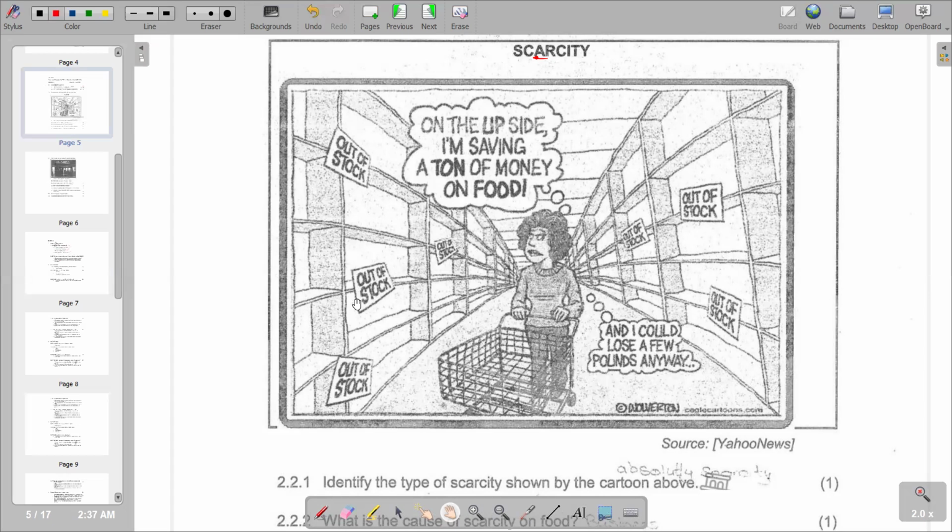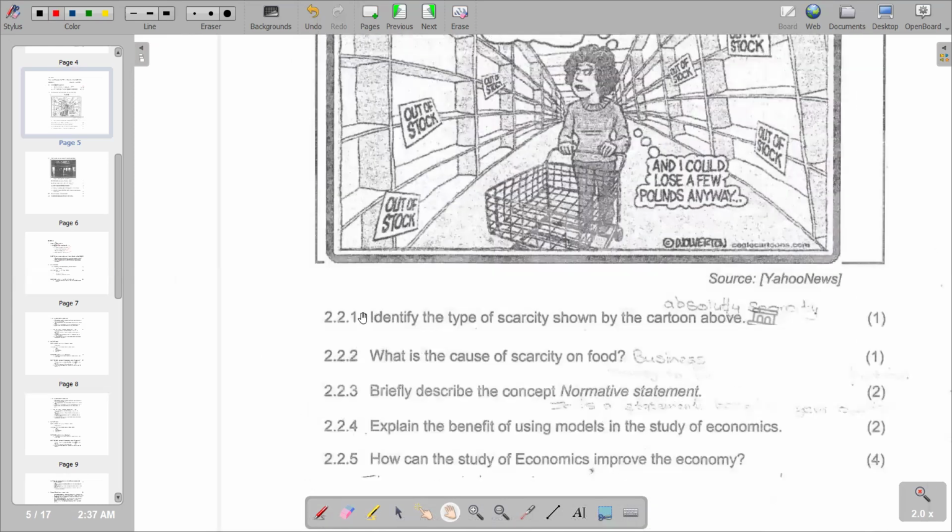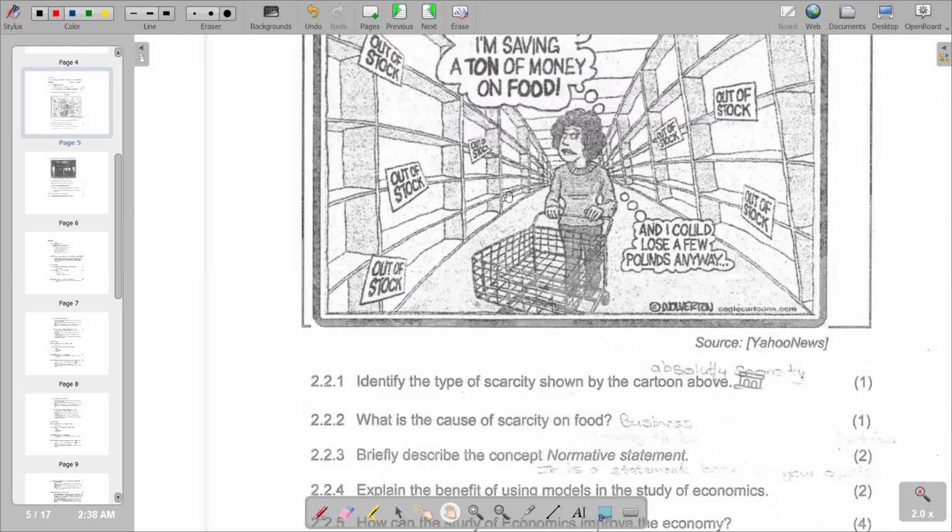If you go to the walls or the shelves, we are going to see that it's written out of stock, out of stock, out of stock. So it means that the goods the person is looking for are not there. So the person is now saying, I am going to save. So basically, that's the cartoon that we are having there. So we go to the questions that are beneath that. The first question, 2.2.1, is identify the type of scarcity shown by the cartoon above. But we are seeing that we don't have anything on the shelf. So obviously, this is absolute scarcity. So this represents absolute scarcity.